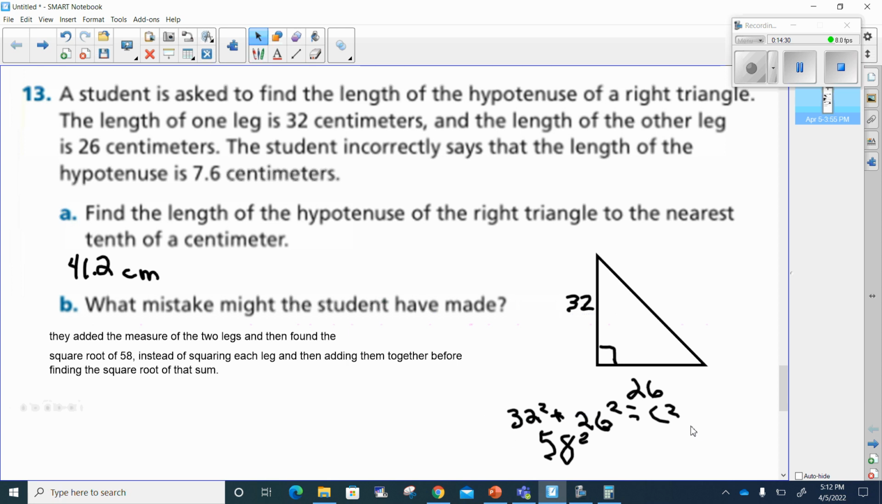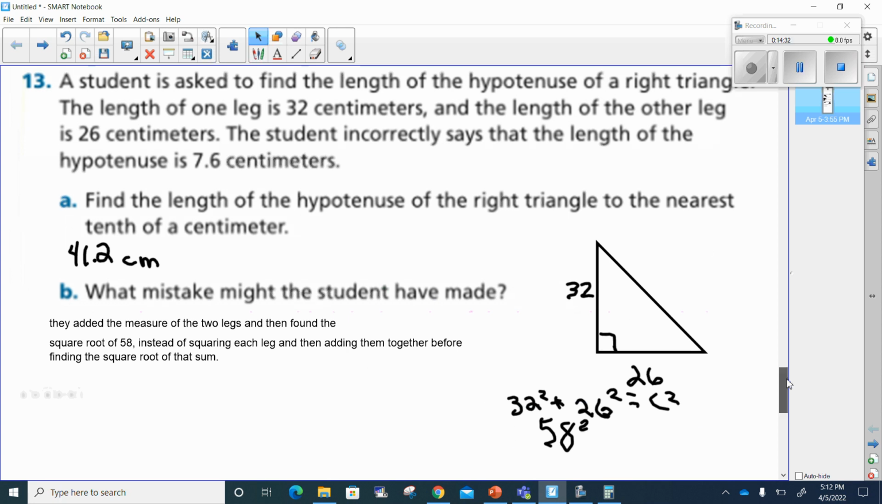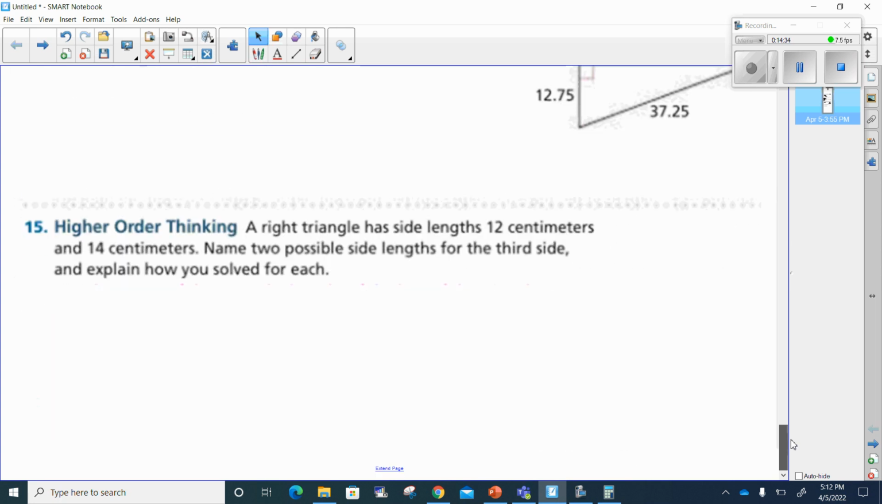All right, perfect. Let's see, and number 14 is yours to do. I got number 15. A right triangle had a side length of 12 centimeters and 14 centimeters. Name two possible side lengths for the third side. We're talking about two possible side lengths for the third side because it's a right triangle. Okay, let's go ahead and look at that.